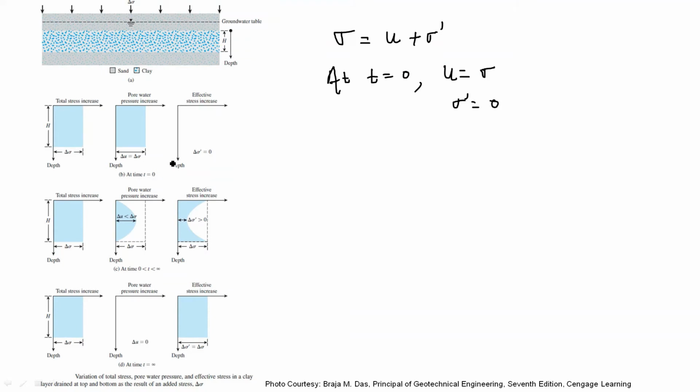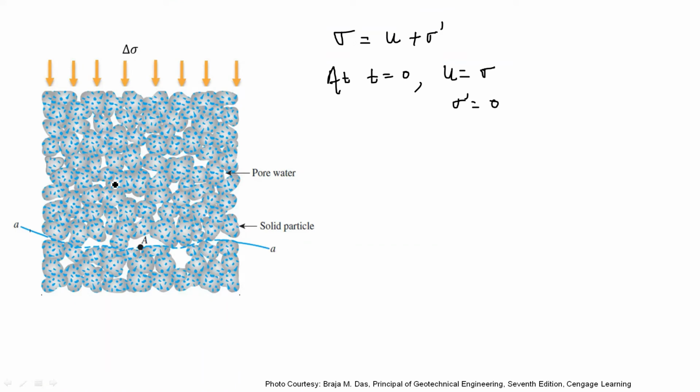At time t equal to 0, the pore water pressure becomes the total stress at all the depth and the effective stress is 0. The reason behind that is the clay has a very low permeability and water is incompressible as compared with the soil skeleton. Now, due to this pore water pressure, water present in the voids starts squeezing out and primary consolidation takes place.